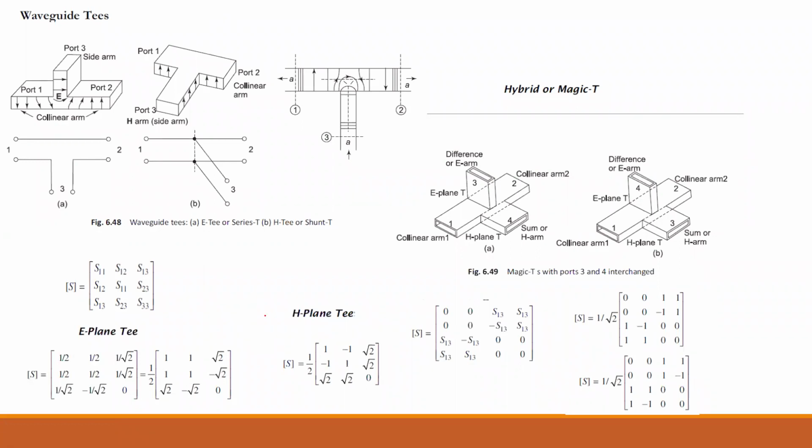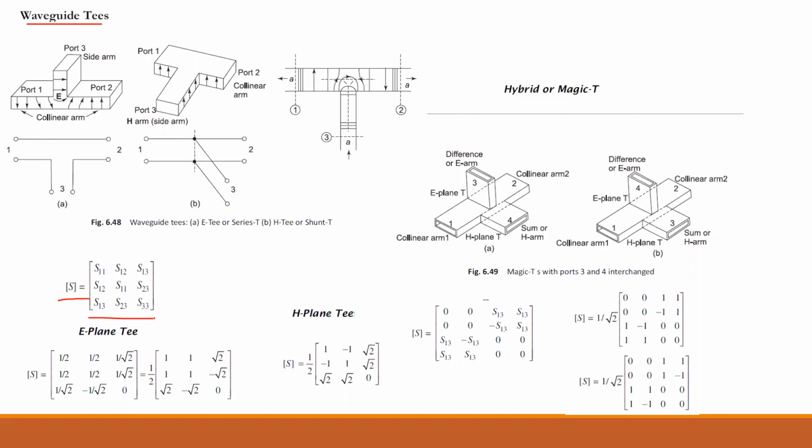So what are waveguide T's? These are, first of all, three port networks or three port devices. So we have port 1, port 2, and port 3. Similarly here 1, 2, and 3. So we have three ports for this. Therefore the S matrix will have 9 elements, that is 3 by 3, 3 into 3 being 9 elements. For waveguide T's in general, the S matrix will be of this form, a 3 by 3 matrix having a total of 9 elements.